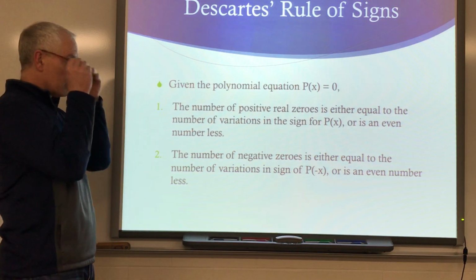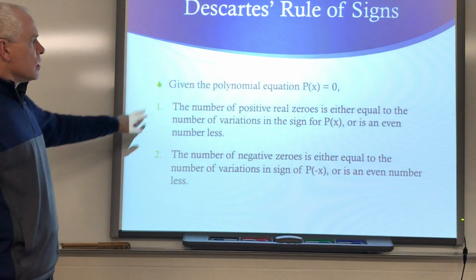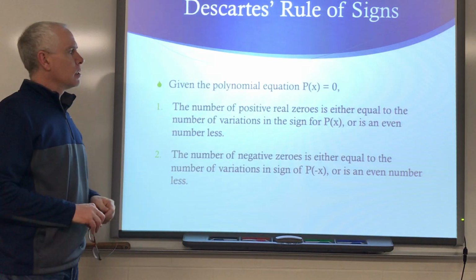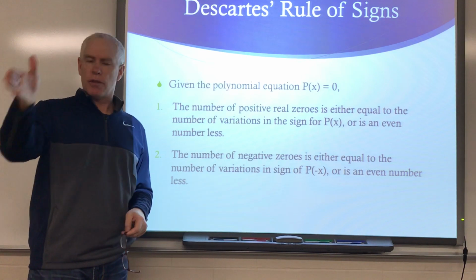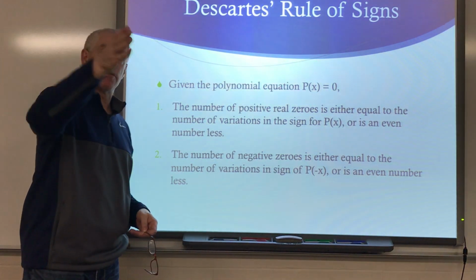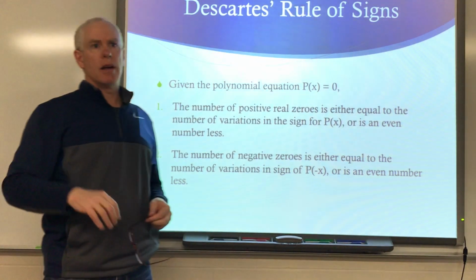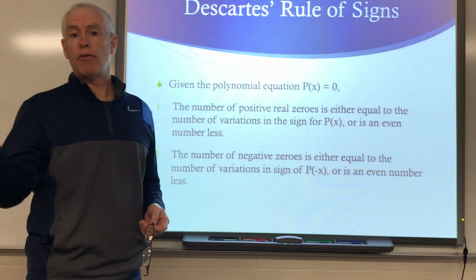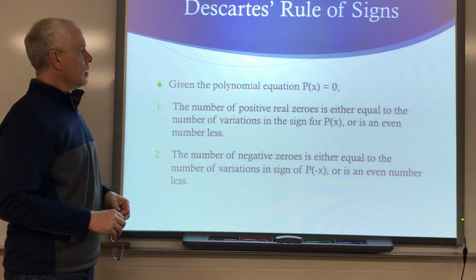All right, Descartes' rule of signs, we're trying to determine how many positive and negative zeros we have. So the number of positive real zeros is equal to the number of variations in signs. So you just look through the polynomial and see when you change signs. So if you go from positive to negative from term to term, or is an even number less, meaning if there are 4 sign changes, it could be 4 or 2 or 0. You just keep subtracting 2 until you run out, okay?